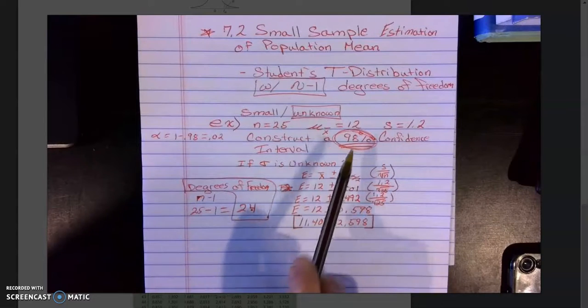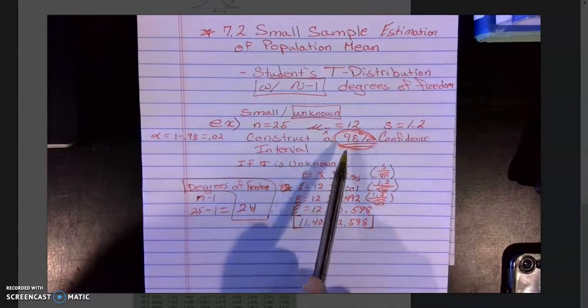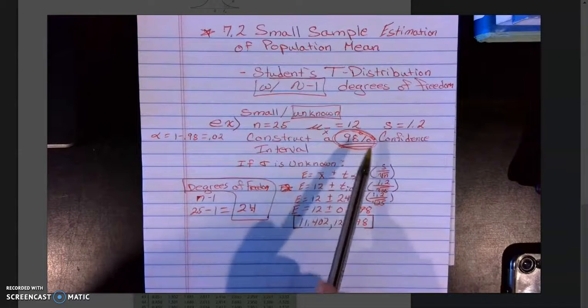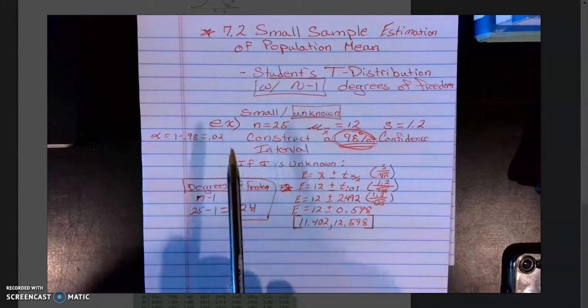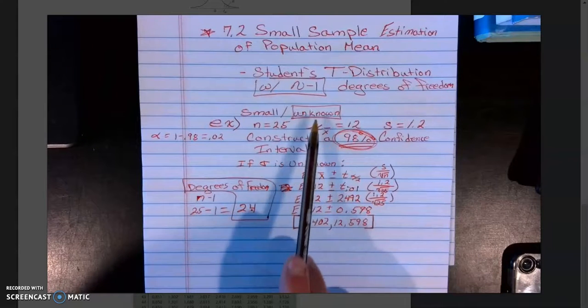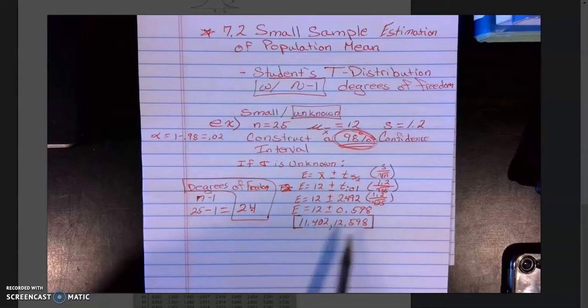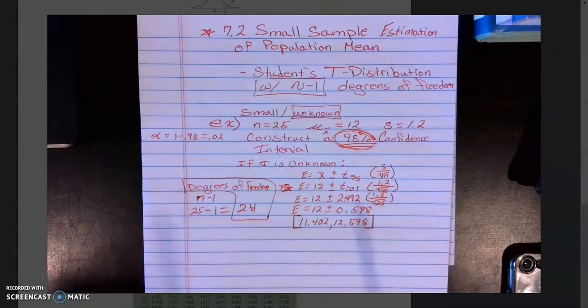Well, it says we can say with 98% confidence that this small sample, which has a sample standard deviation that's unknown, has a 98% confidence interval that it would fall in between these two values. That is, the sample mean falls in between these two values here.